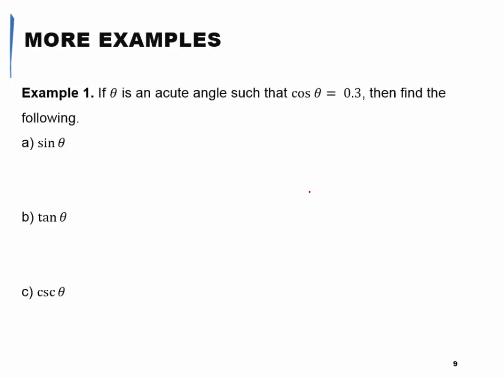If theta is an acute angle, so we're talking about positive numbers here, such that cosine of theta equals 0.3, then find the following. Try it out. I'll give you a clue. It's supposed to be up in the corner. Use Pythagorean identities.